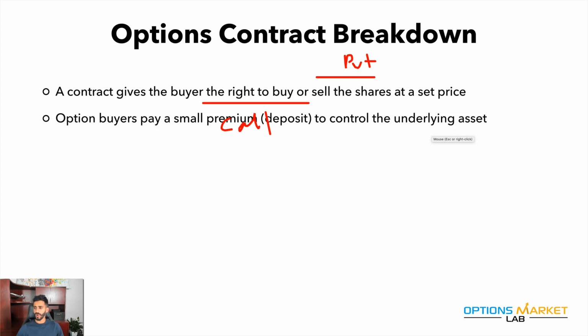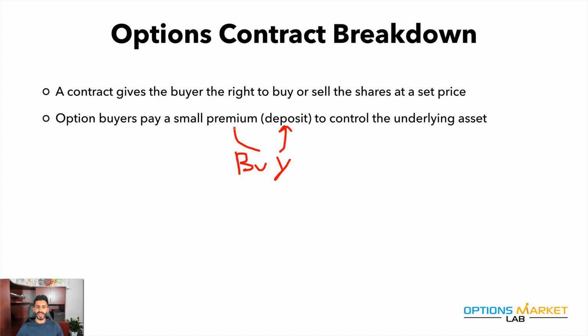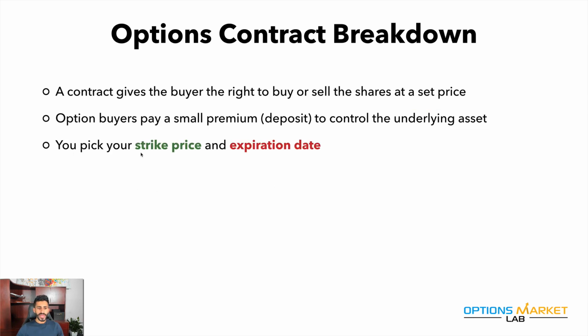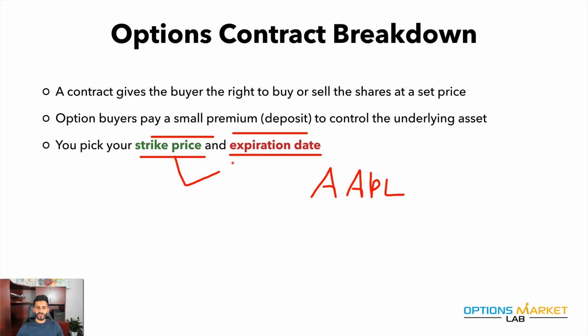Option buyers pay a small premium, known as a deposit, to control the underlying asset. So when you buy an options contract, you're paying a small deposit, a premium, to control the underlying asset, which is the stock. You pick your strike price and expiration date. So let's say I want to control stock Apple. I get to pick at what price and until what time. And those two are going to determine my premium price.